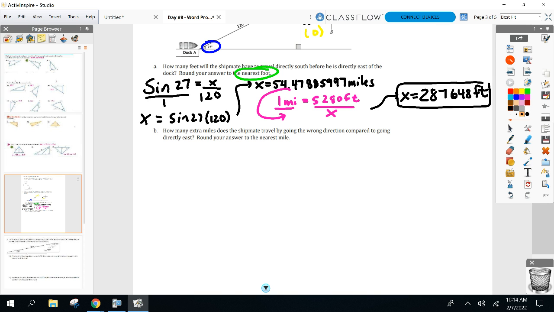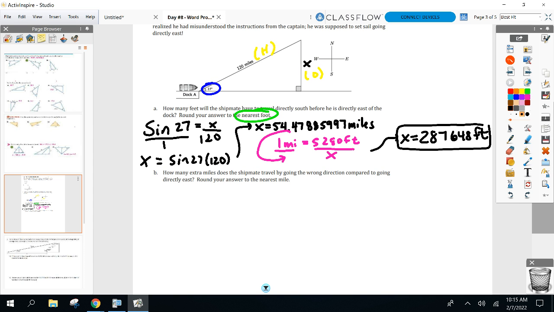How many extra miles does this shipmate travel going in the wrong direction instead of just going east? What are we rounding our answer to? Nearest mile, right? So I don't want to use that 287,000 I just found. I'll go back to the 54 miles here. All right, so there should be no reason to convert. Diagram's in miles, my answer should be in miles. No reason to convert.